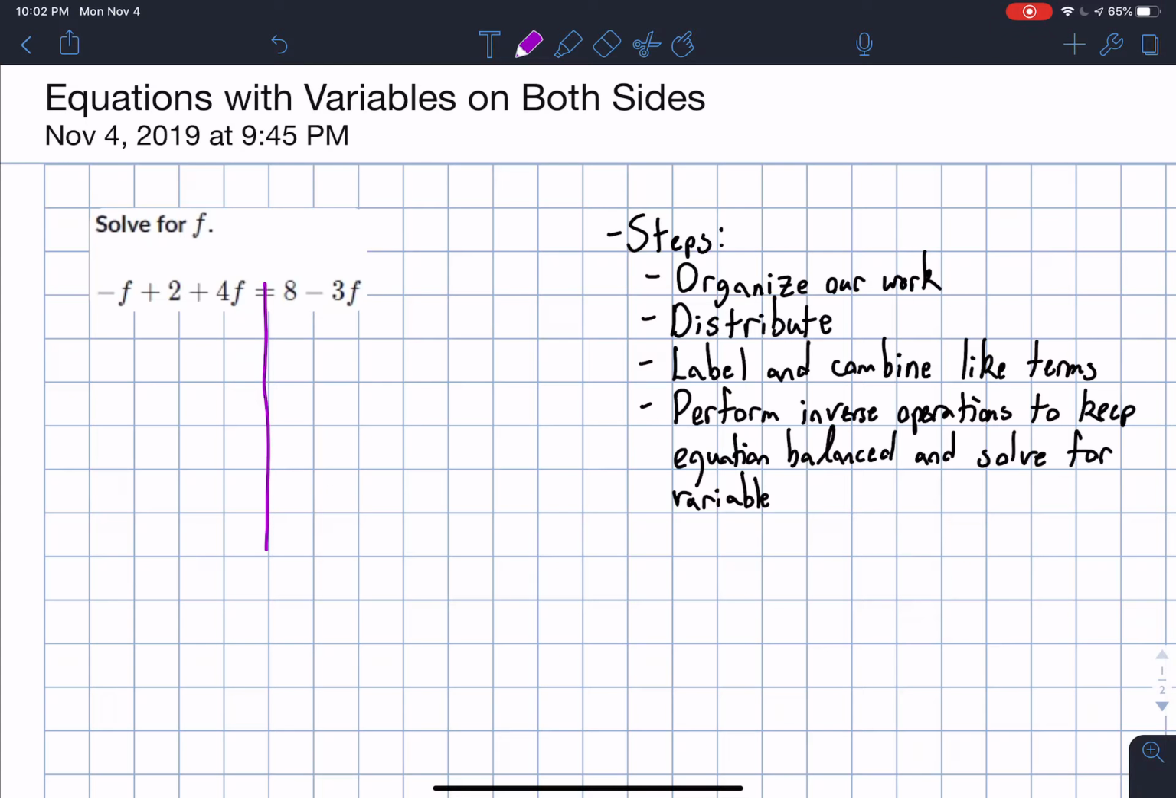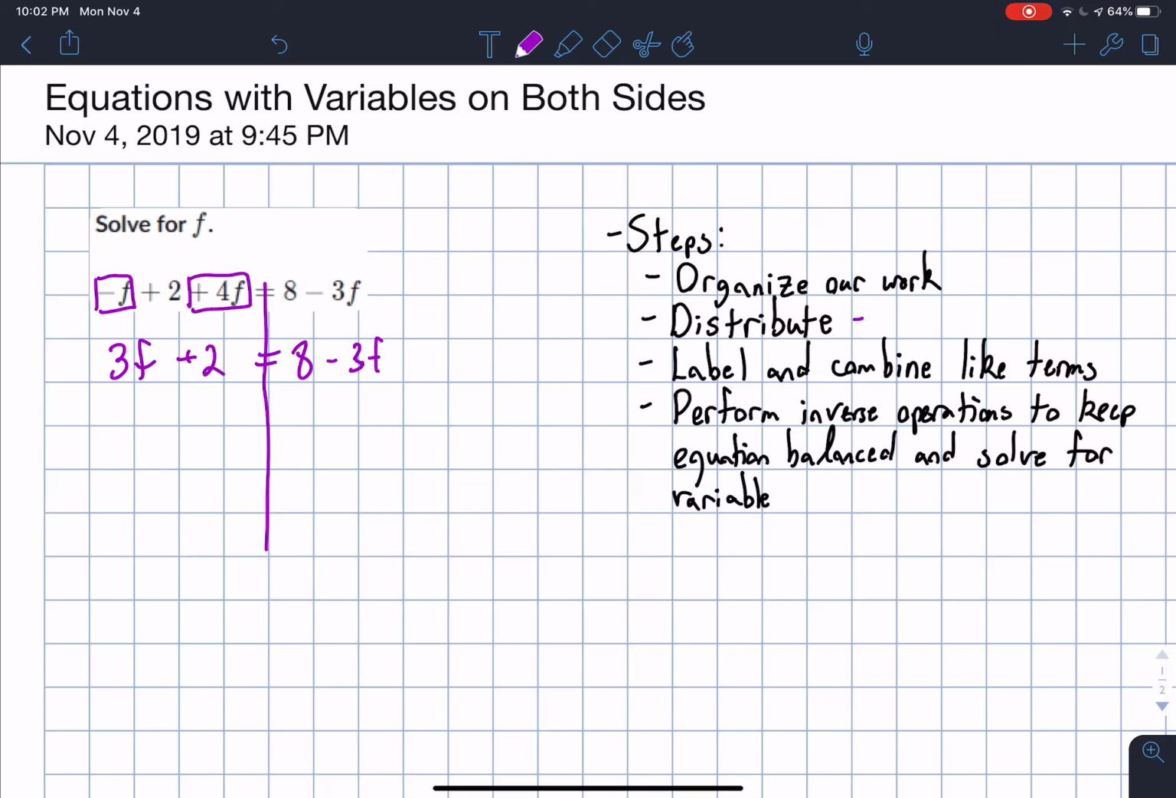Next thing we're going to do is distribute, but luckily in all these equations we don't have to distribute, but we will be labeling and combining like terms. So what I like to do to label my like terms is look on my left side, and I see negative f, I'm going to put a square around that, and I see plus 4f. Those are my like terms on the left. On the right I have none, and I'm going to combine them before doing anything else. So negative f plus 4f is going to get us 3f plus 2 equals 8 minus 3f.